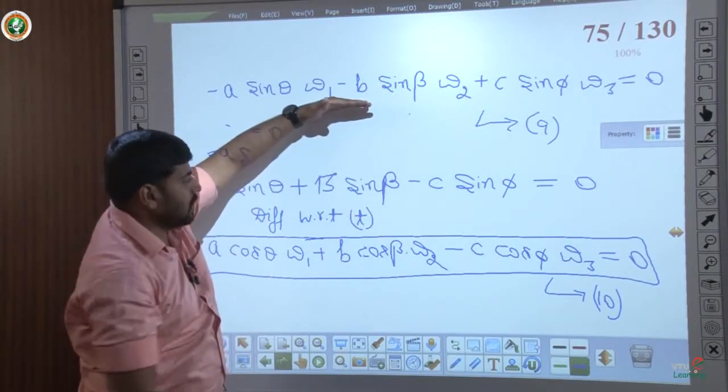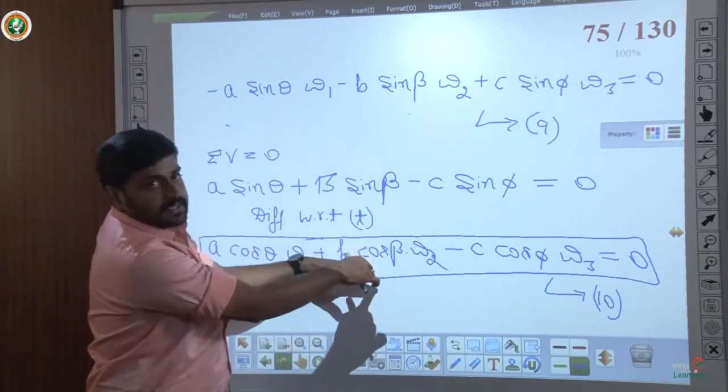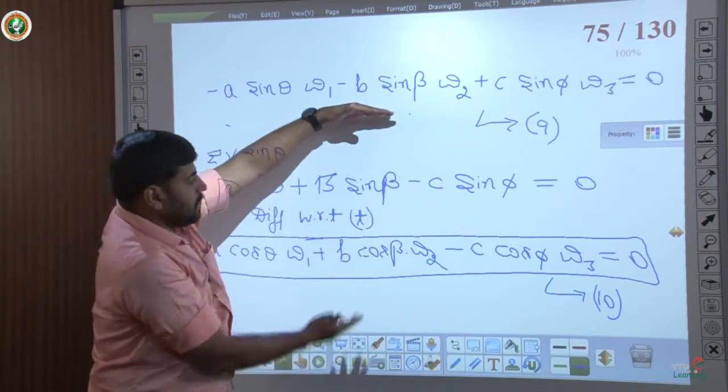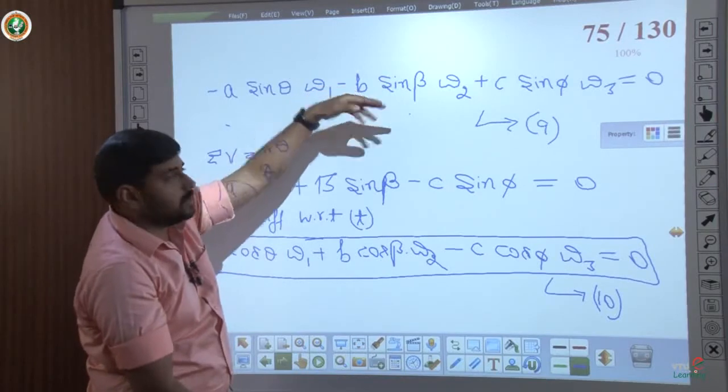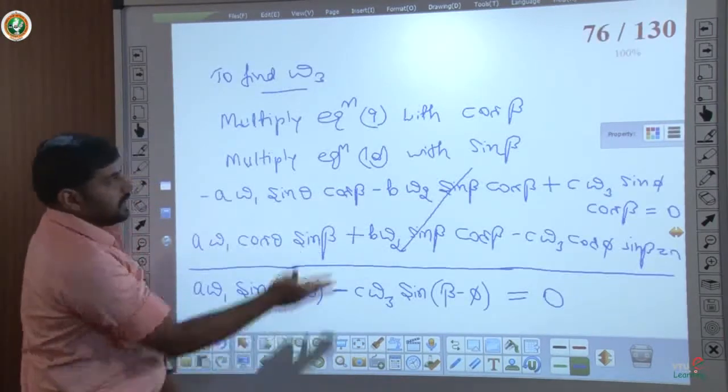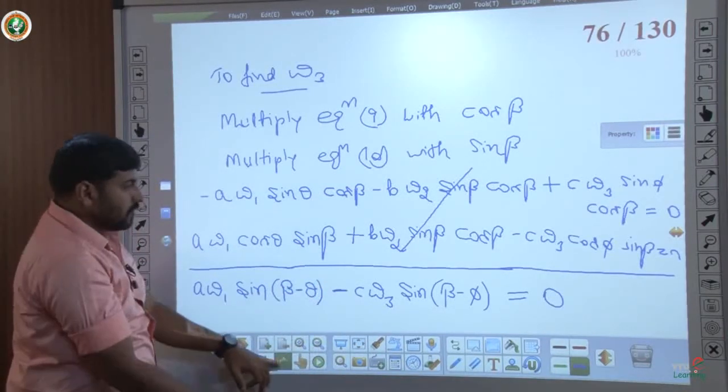So therefore, here cos beta is missing, here sin beta is missing. So therefore, multiply equation 9 by cos beta, equation 10 by sin beta, thereby I can eliminate omega 2 and solve for omega 3. That is what I have done here. So we got the value of omega 3.